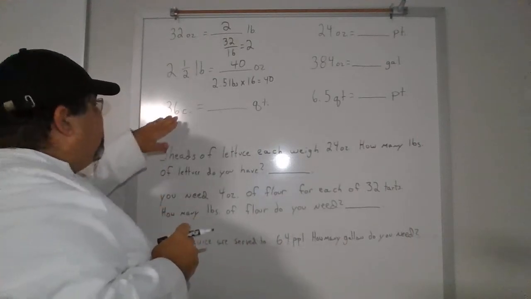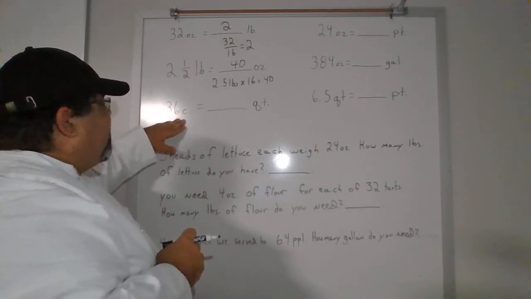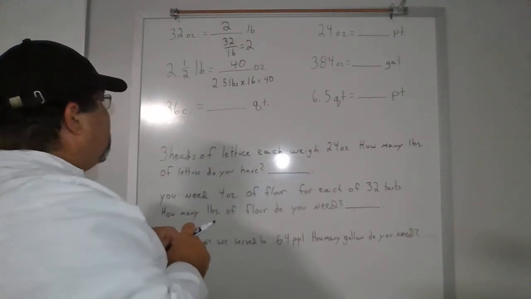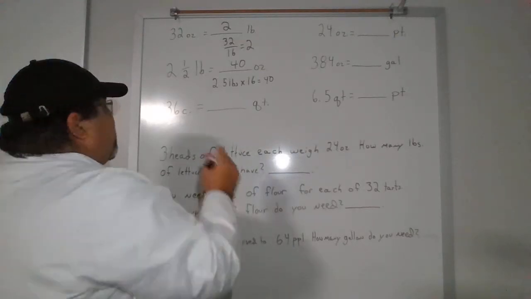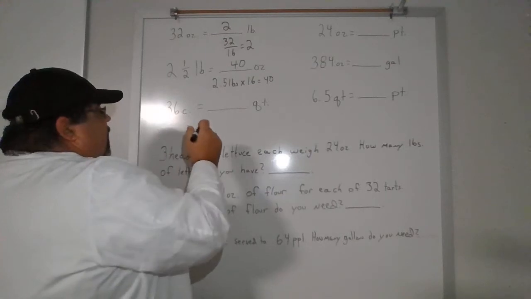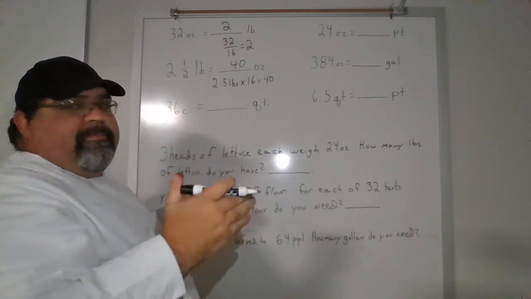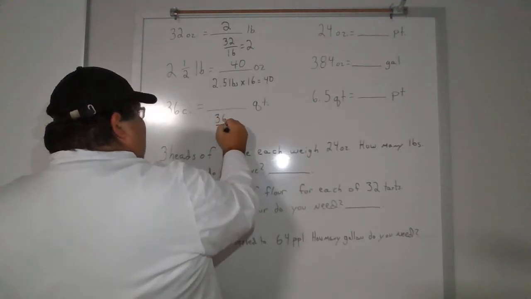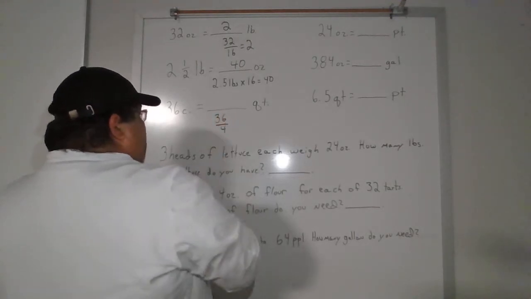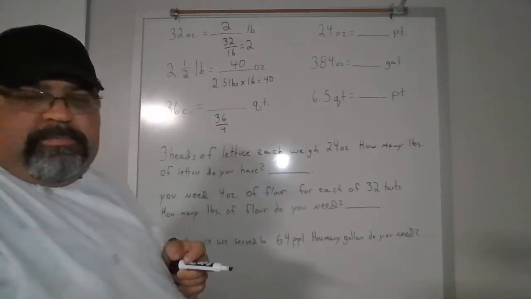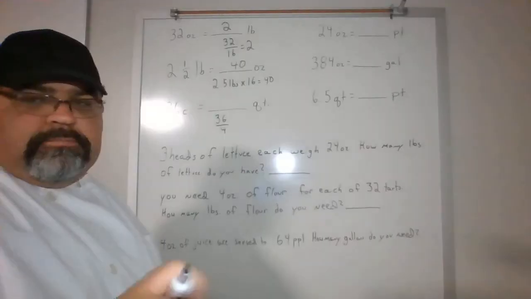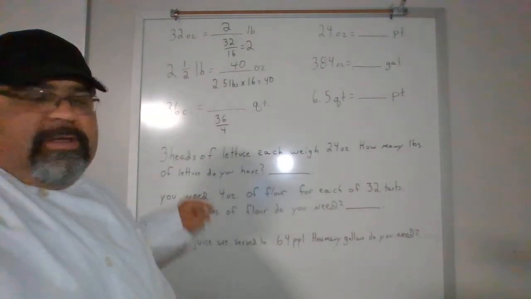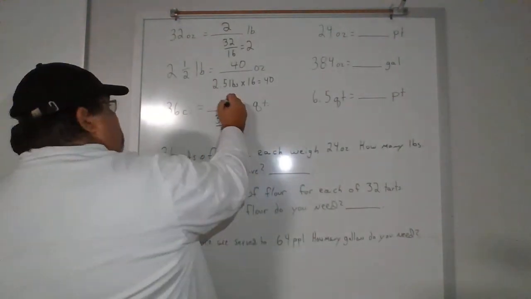All right, so the next we have 36 cups equals how many quarts? We're going to say 4 cups per quart. So we're going to do 36 divided by 4. So 36 divided by 4 equals 9.